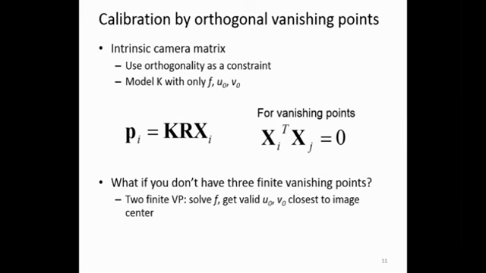And if we only have one vanishing point, which would be like if I'm staring straight down the street, so one finite vanishing point, where the vertical vanishing point is at infinity and the horizontal vanishing point is at infinity, then I would just assume that the principal point is at the center of the image and solve for f.